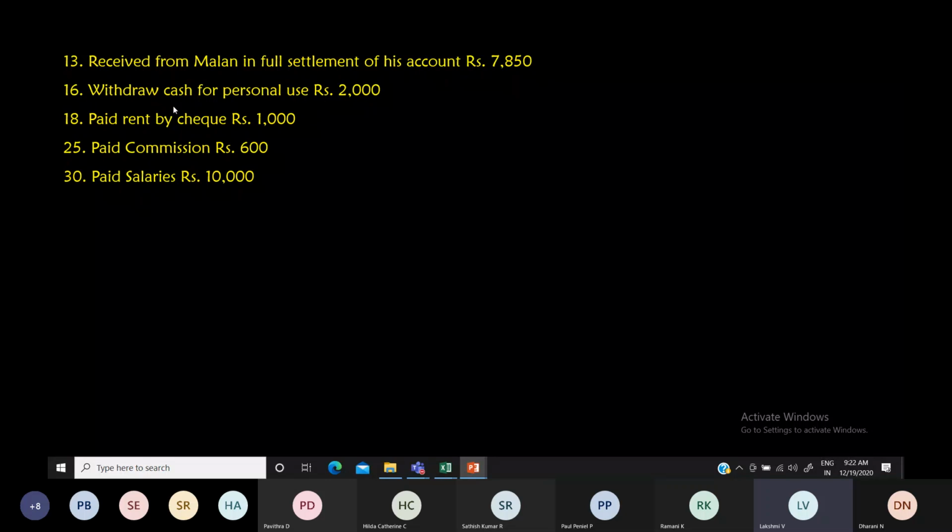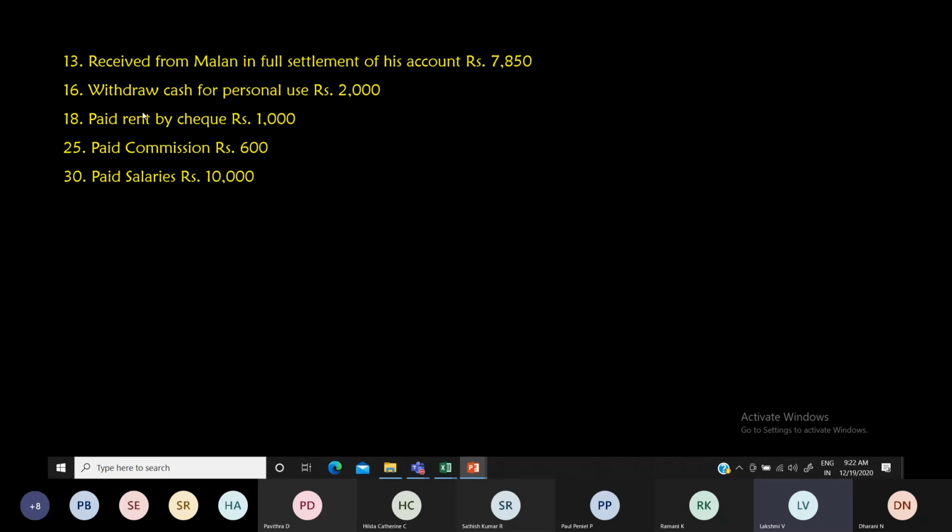And if you see the next transaction, paid rent by check. Whenever you come across rent, commission, salary, all these kinds of terms, they come under the nominal account. Either you are paying or receiving, accordingly you have to debit and credit. Paying means you will be debiting that particular concerned account. Receiving means you will be crediting that concerned account.